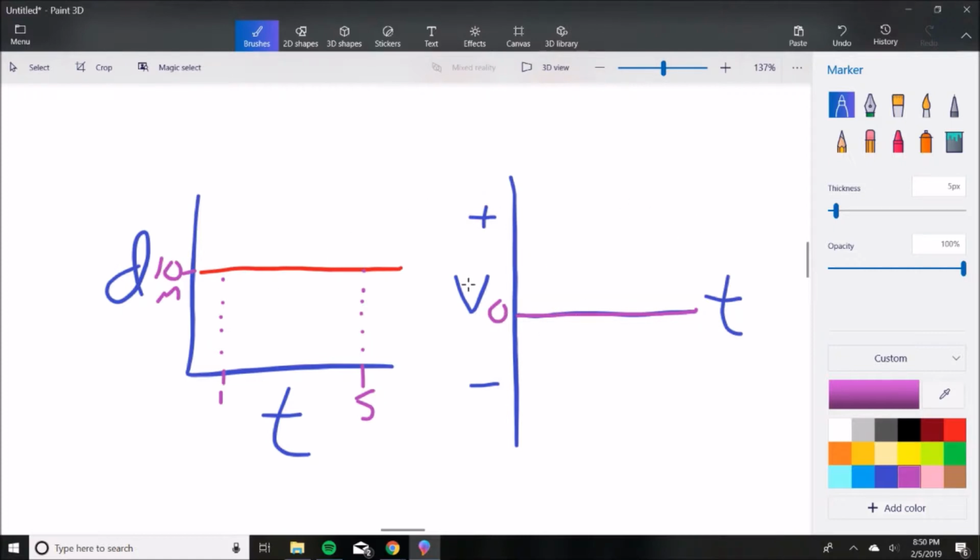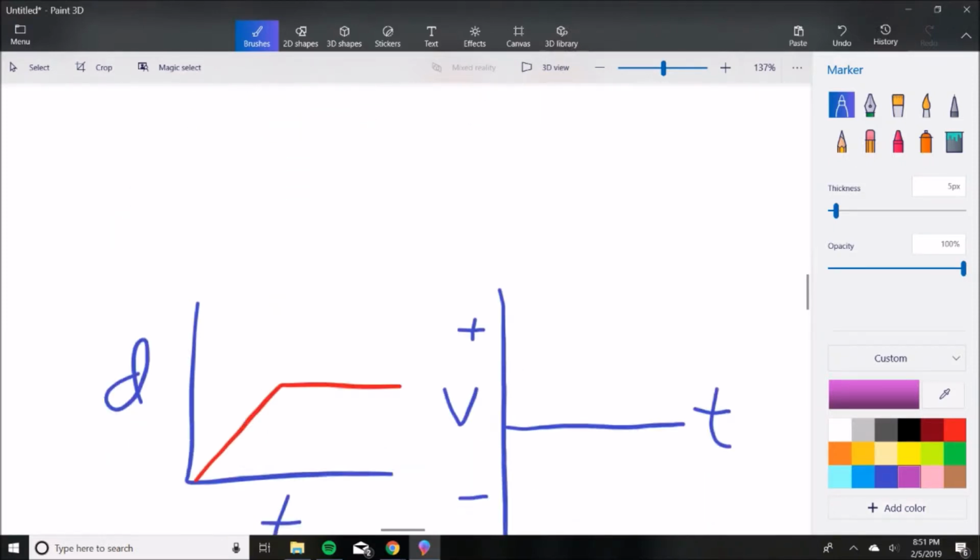Do we see that? Another way you can think about that is the slope of a displacement time graph is the velocity. And the slope of this graph is 0 because it's flat, therefore the velocity must be 0 at every point. Okay? Easy enough. Let's look at the next example.